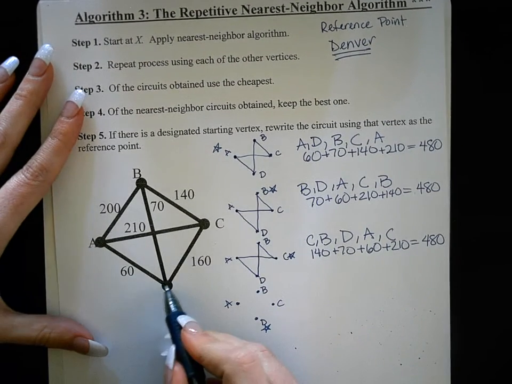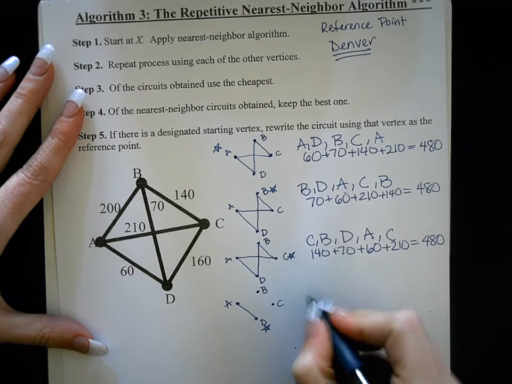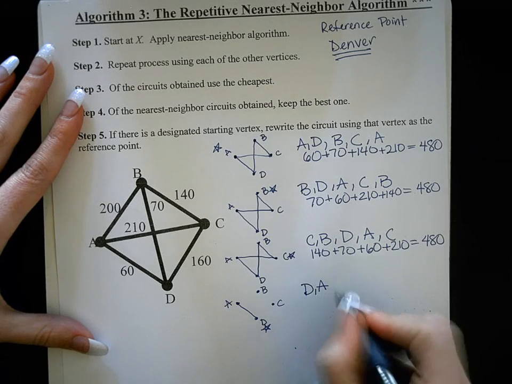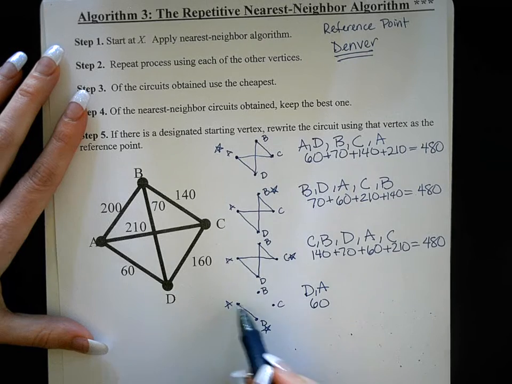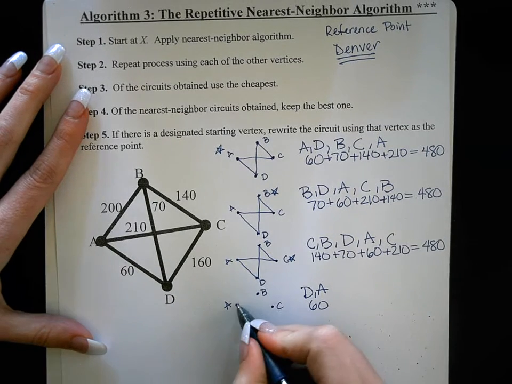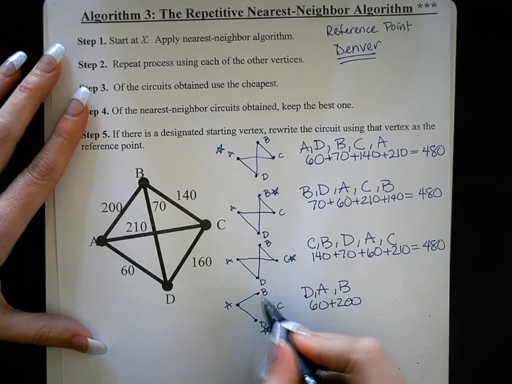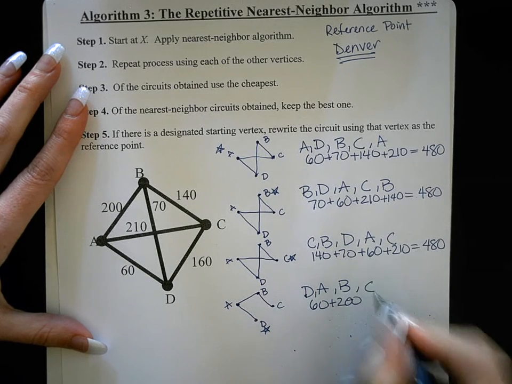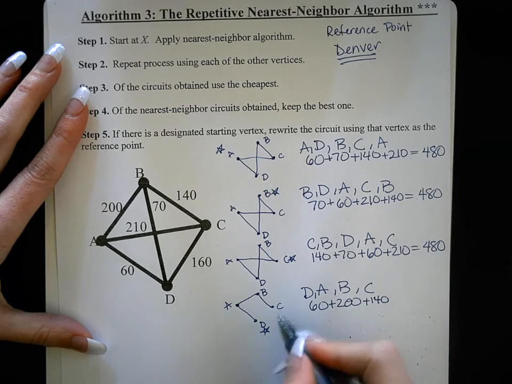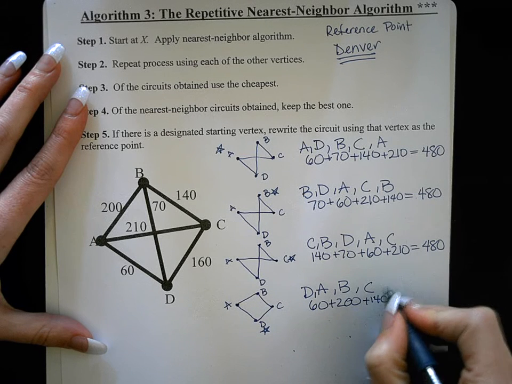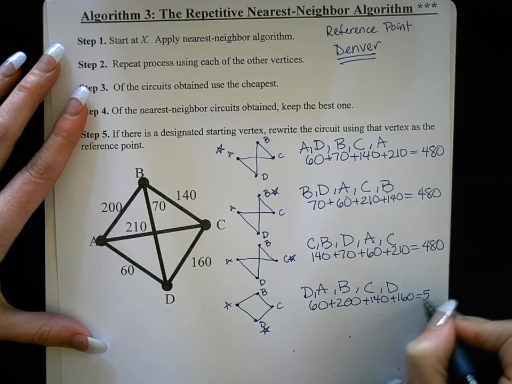Starting at D, where it is the least expensive would be A. So we're going to go from D to A. That is 60. Now from A, we have two options, B or C. It's least expensive to go to B for 200. Now we have to go to C. That is 140. And then we have to go home to D for 160, for a total cost of 560.